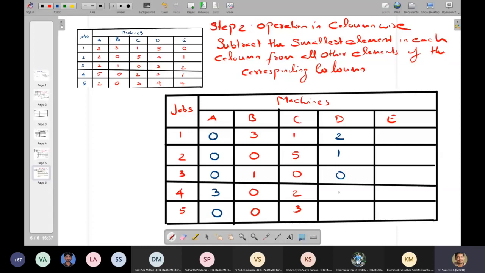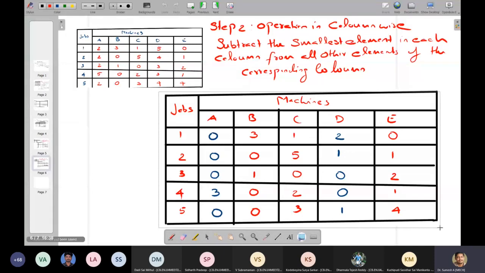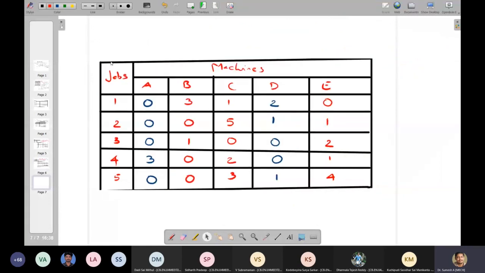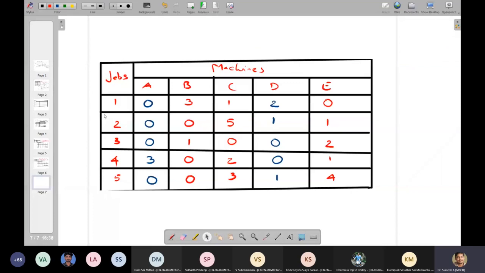Right. So now the row-wise and column-wise operation is over. I'll take a new page. So after the row and column operation, you got the results like this. You have performed the row operation and the column operation. That is the major task over here. Now the next step.